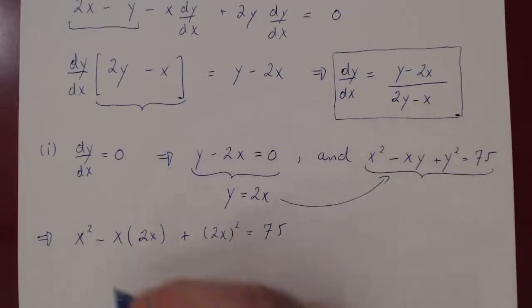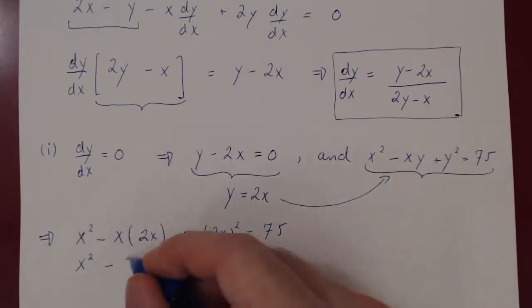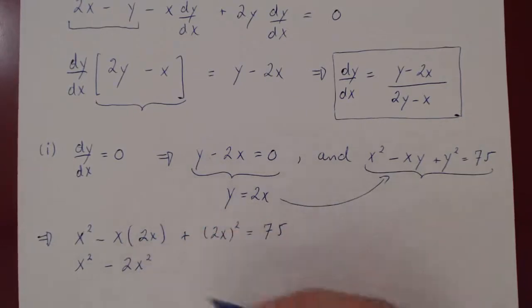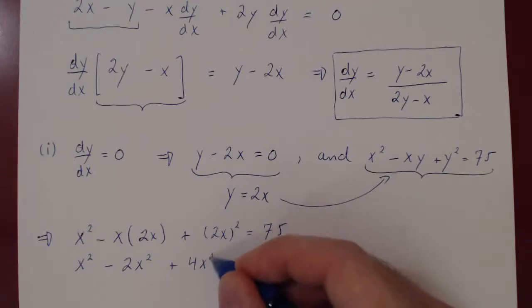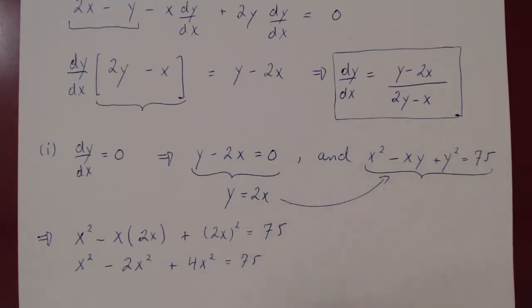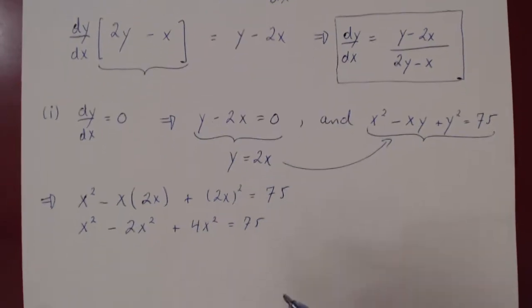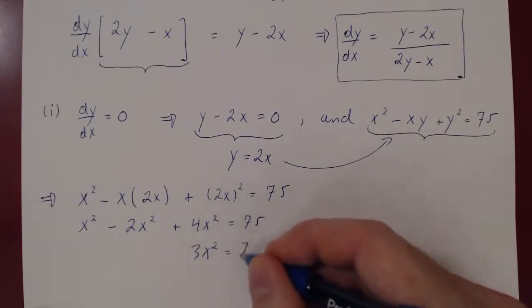So what do we have here? Well, we have x squared minus 2x squared plus 4x squared equals 75. So x squared minus 2x squared is negative x squared, plus 4x squared gives us 3x squared, and that's 75.